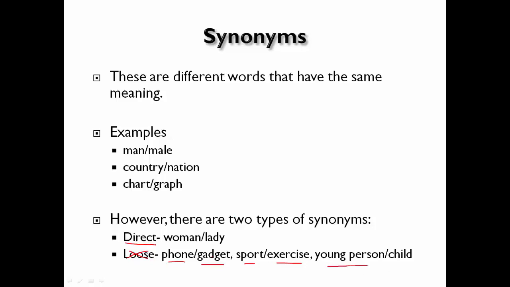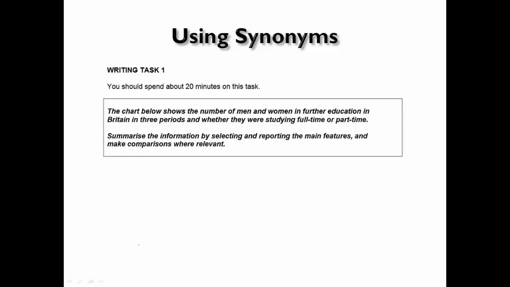Also, a common mistake is something like young person and a child. A child is someone under 18, so between 0 and 18 is a child. A young person can be someone in their 20s, a 25-year-old, 26-year-old, 27-year-old might be a young person. So this one is not specific enough. This is very specific. Okay, so be very careful with loose synonyms. Only use direct synonyms. So let's look at how we can use synonyms in a real question. Let's look at an example.